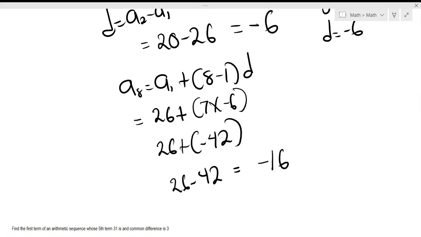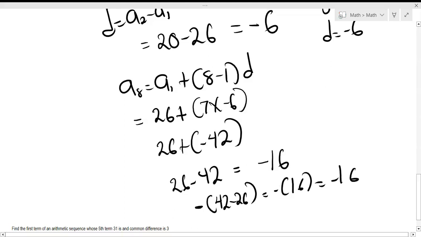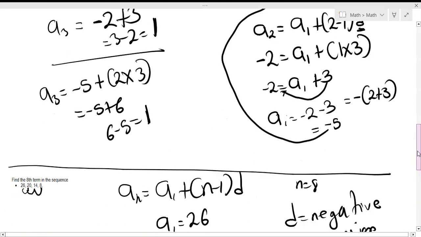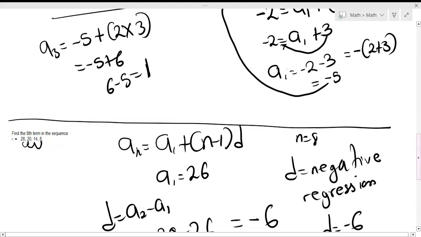Sometimes you can also write it like this: 26 minus 42 is the same thing as minus 42 minus 26, then 42 minus 26 is 16, and you're left with minus 16. So it's the same thing, you're going to get minus 16. It makes sense because we expect that at some point, as we're decreasing, we're going to get past 0 and start going into the negative side. So it makes sense that the eighth term here will be minus 16.